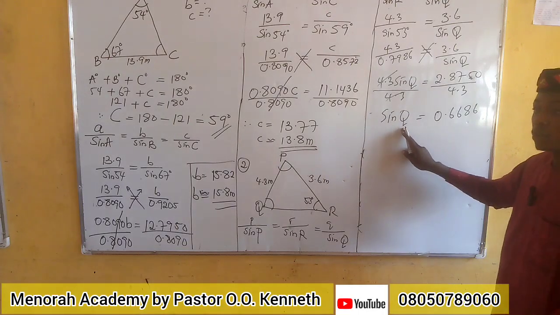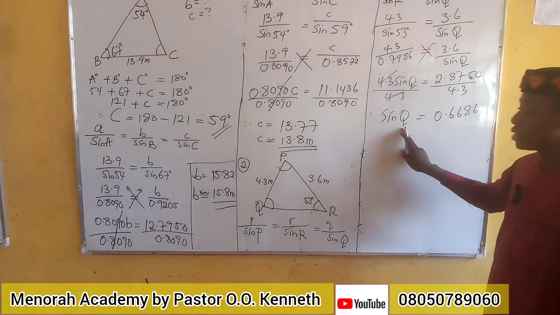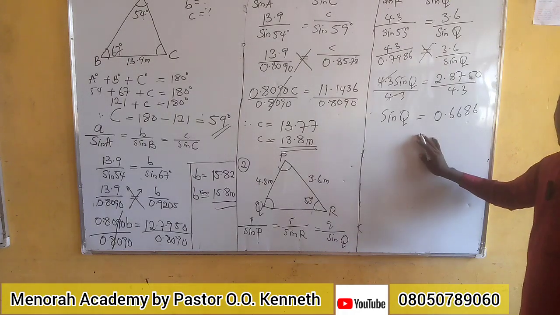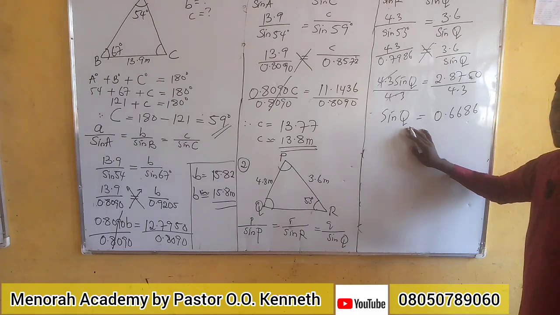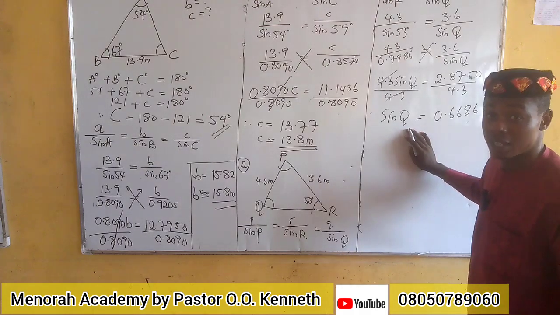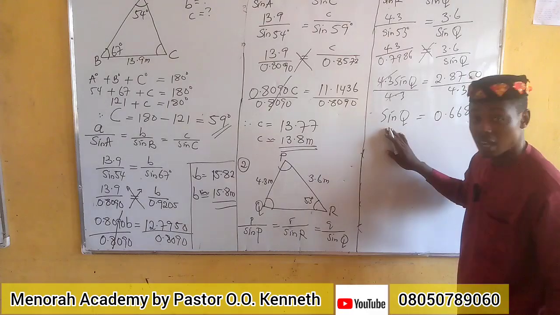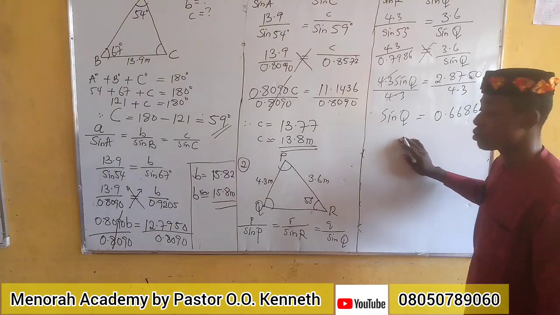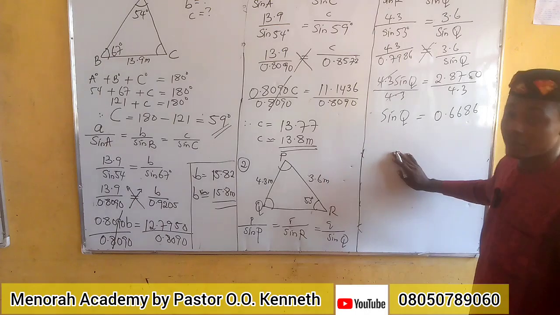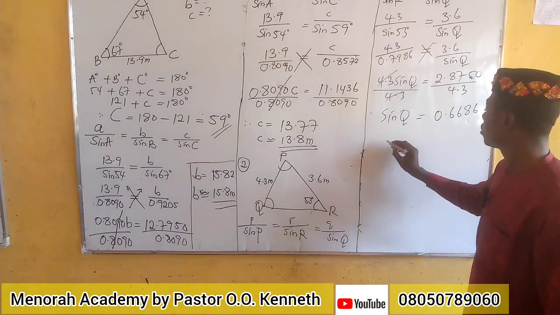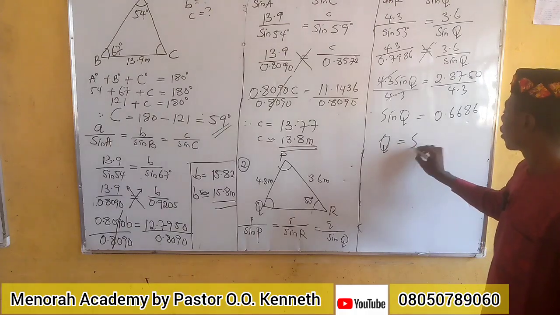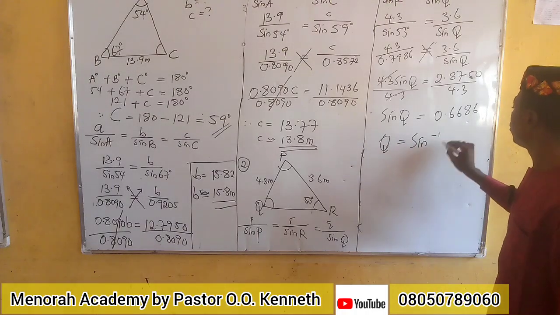So now we are looking for Q and not sine Q. What are we expected to do? We take the sine inverse of Q. Some people call it sine inverse, some call it arc sine. All of them are the same. So this is what it means. Our Q will now equal sine inverse of 0.6686.